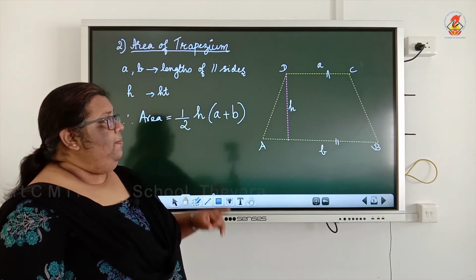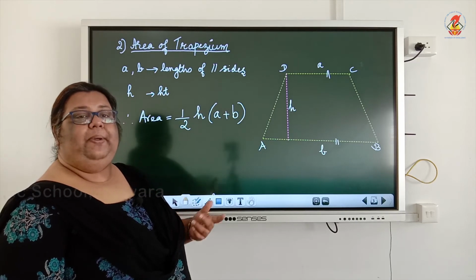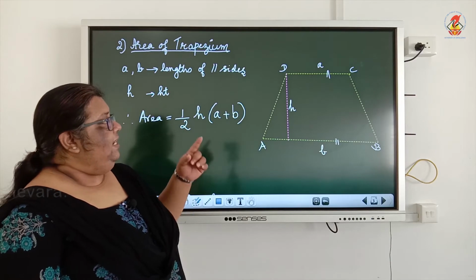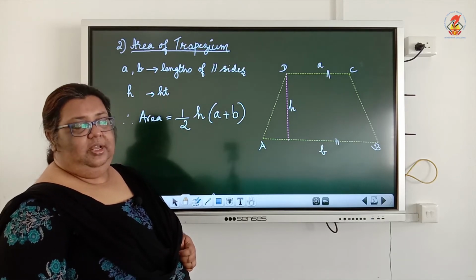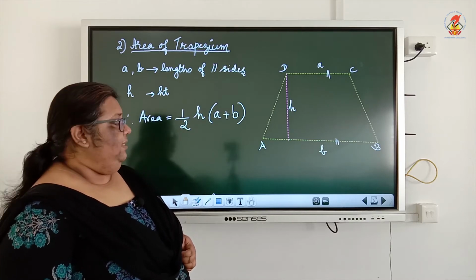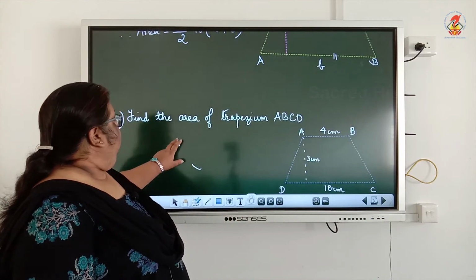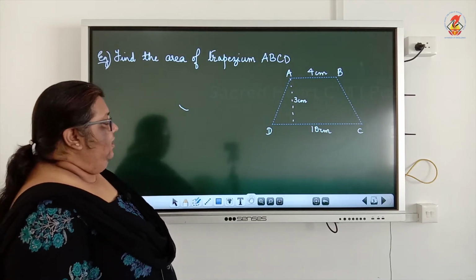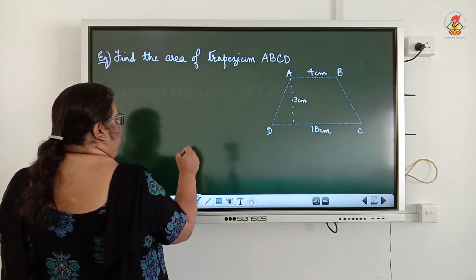For a trapezium, one pair will be parallel sides, the other pair will be non-parallel sides. The length of the parallel sides are given as A and B here, height is given as H. Therefore, area equals half H into A plus B. We will do one example also. Find the area of the trapezium ABCD. There is a trapezium drawn there. Now, you need to find the area.